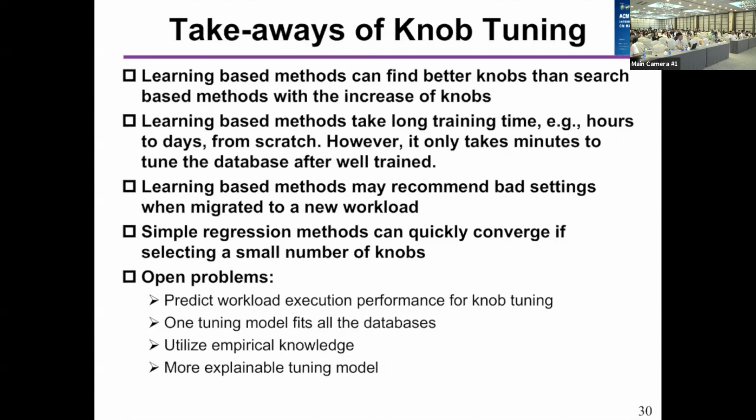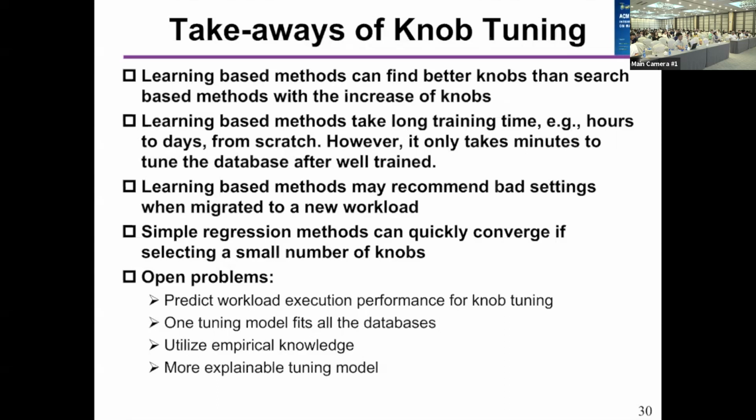For example, we want to predict workload performance after the knob tuning. This is also important. We need to convince the user that after you tune the knobs, we can make the database run faster. How to evaluate this and how to guarantee this.